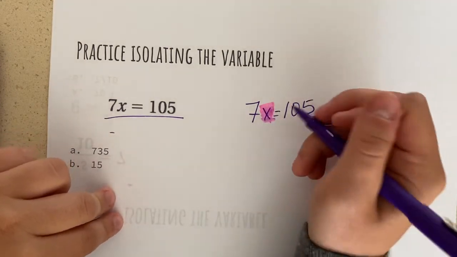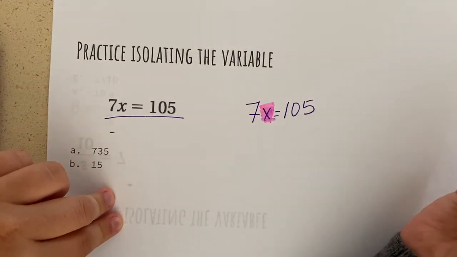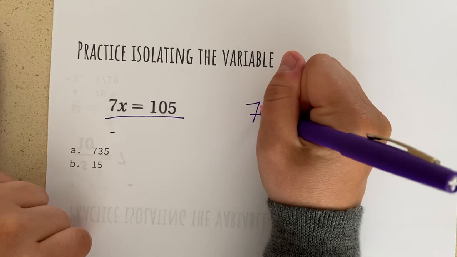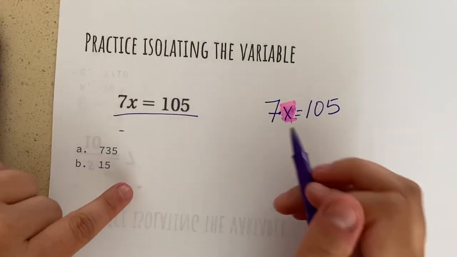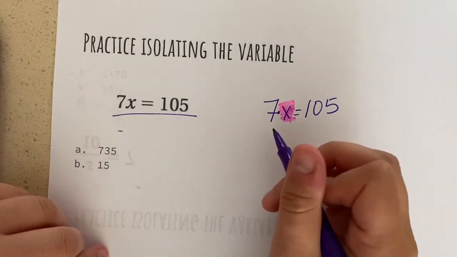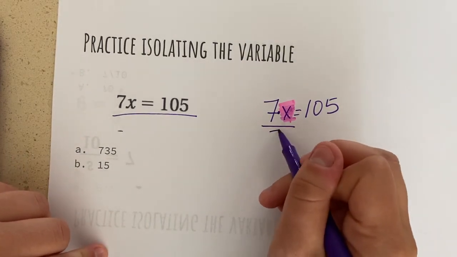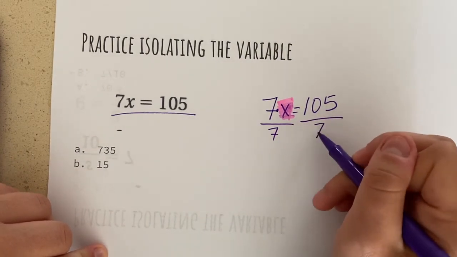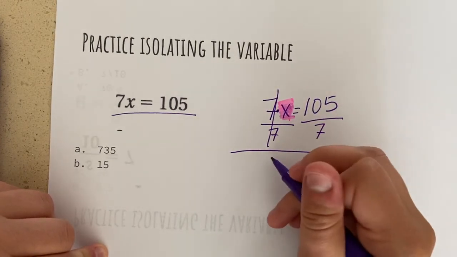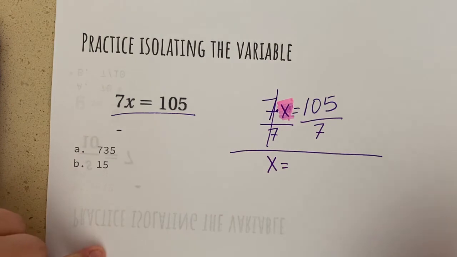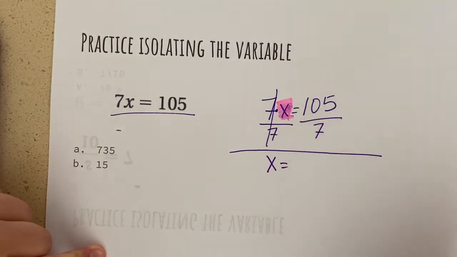I see 7 and an x, and I don't see any operation, but I know that the hidden operation is multiplication. So I need to do the opposite of multiplication, which is division. So whatever I do to one side, I do to the other. So 7 divided by 7 is 1, so I'm just gonna put that x again. So x equals 105 divided by 7.